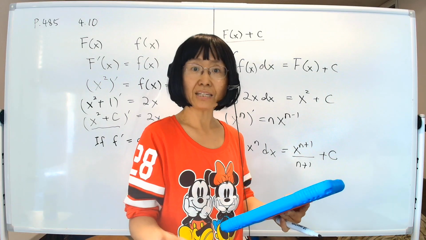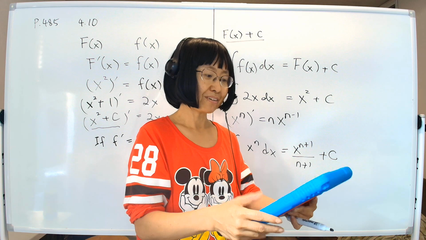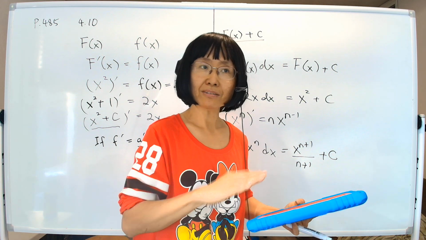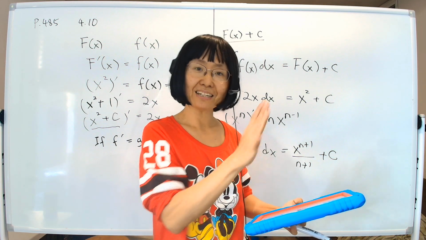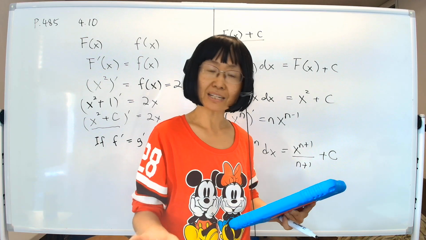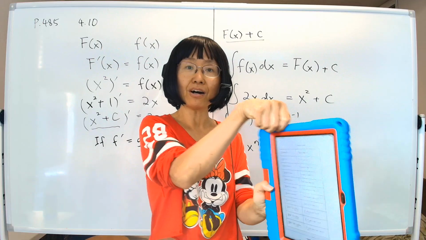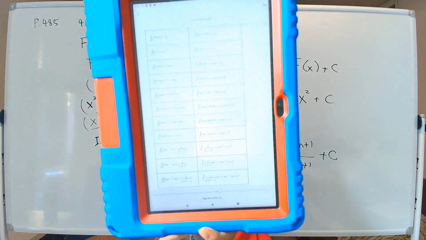If you integrate e to the power x, the antiderivative is still e to the power x. If you integrate cosine, what goes to cosine? Well, sine. So to integrate cosine, you get sine, and so on. This is basically a list of all the derivative tricks we've learned so far, right?